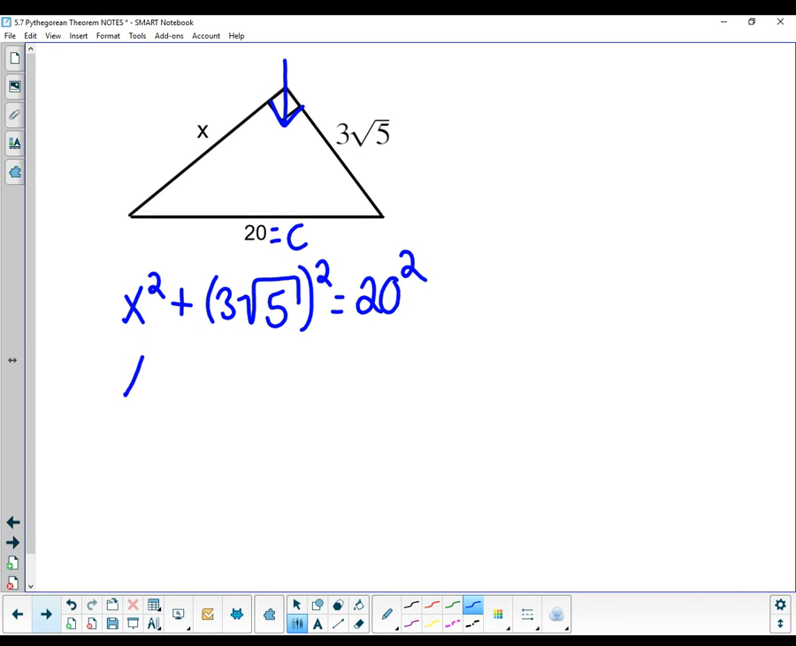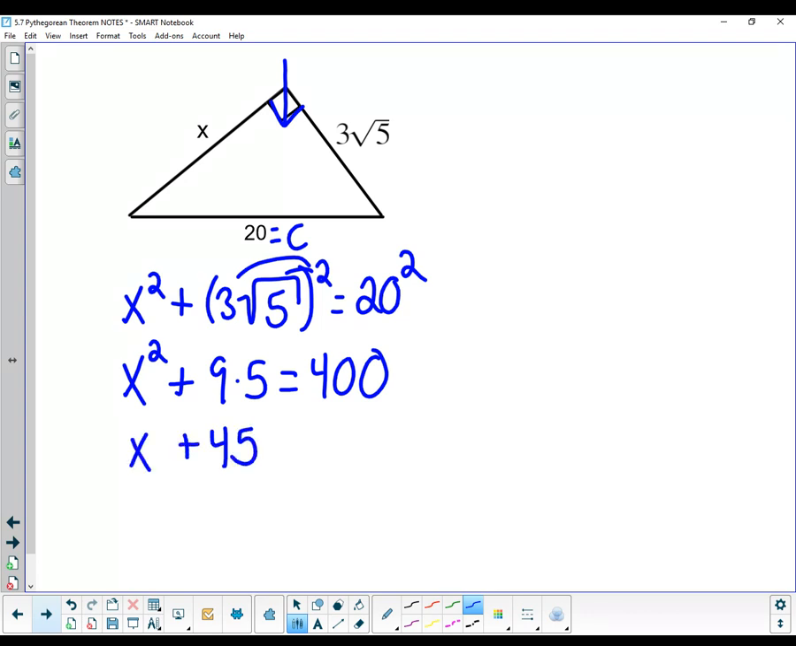Now let's see if we can simplify this. So I get x squared plus, we need to distribute that squared to both values inside of our parentheses. So I get 9 times the square root of 5 squared, which just gives me 5, equals 20 squared, or 400. 9 times 5 is 45. So I get x squared plus 45 equals 400.